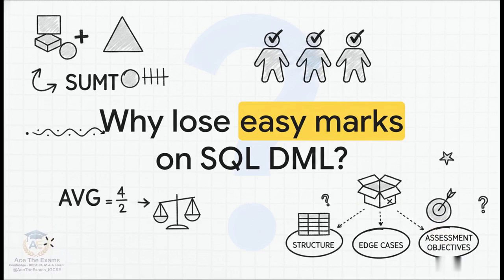On the flip side, we have Sam. Sam rushes. Sam sees the word average, immediately writes down the AVG command, completely misses the command word requirements like evaluate or compare, and forgets to check the edge cases. We look at their past papers, and they are covered in red pen marks.